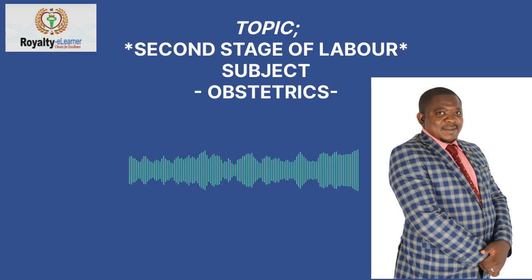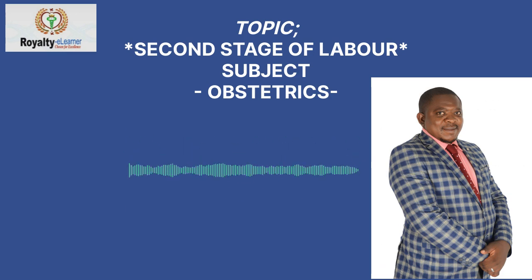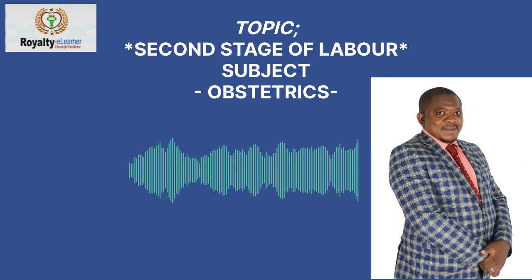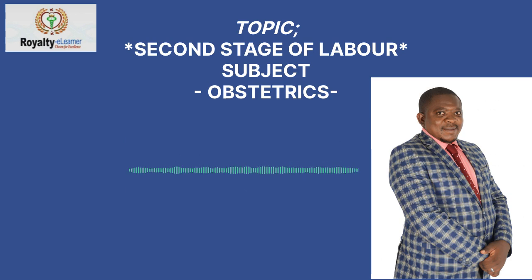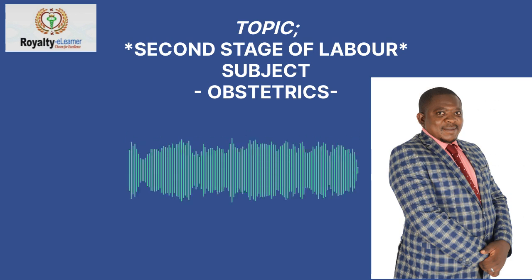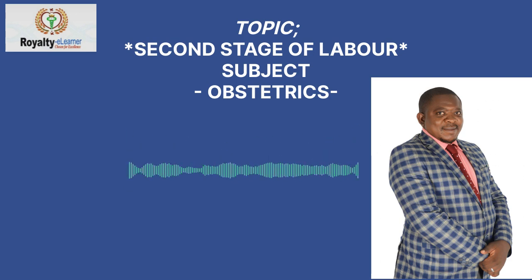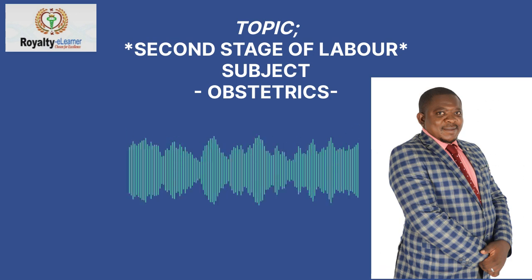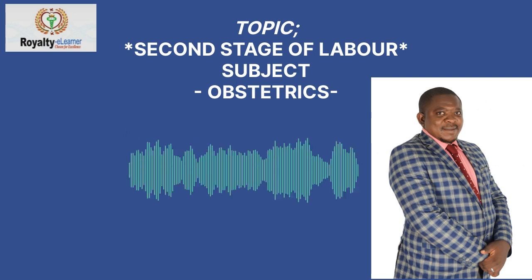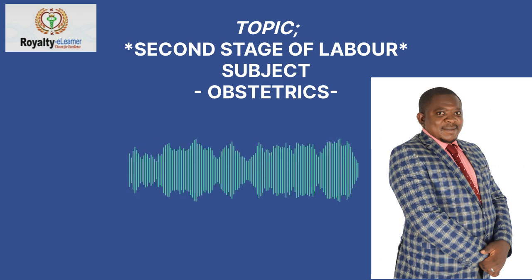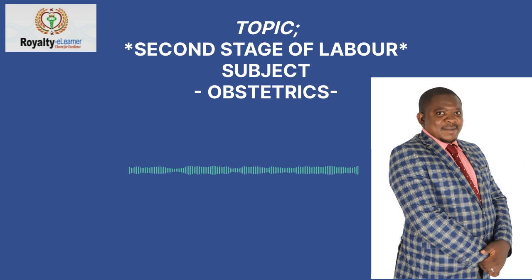So for now, let us look at the signs of the second stage of labor. When you're looking at the signs of the second stage of labor, we have anticipatory or presumptive signs. Here we have expulsive uterine contraction. It is possible for a woman to feel a strong desire to push before the cervix is fully dilated. Pressure will be exerted on the rectum.